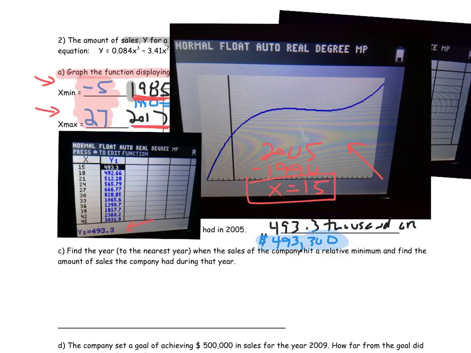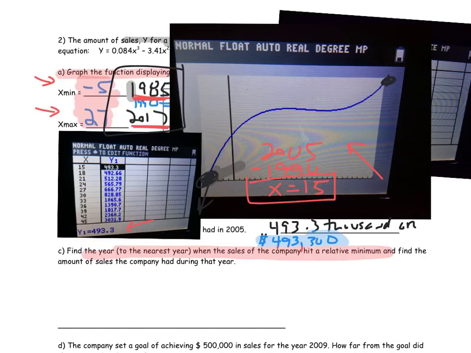Letter C, we have to find the year, to the nearest year, when the sales of the company hit a relative minimum. Now, a relative minimum is a point where the points immediately to its left and to its right are greater. So, for example, down over here is the absolute minimum on this particular graph. If we're graphing from 1985 to 2017, this is the absolute minimum. Obviously, the graph continues to the left, but we only had to graph between these 2 years. So this is the absolute minimum.